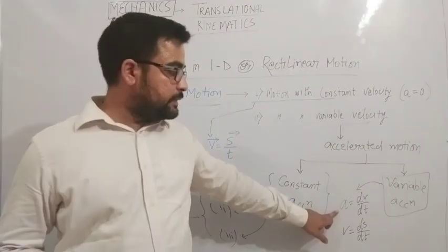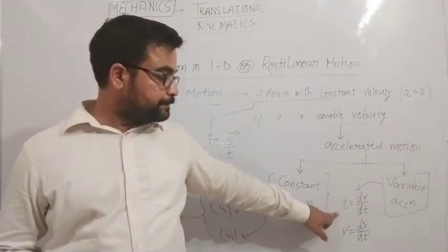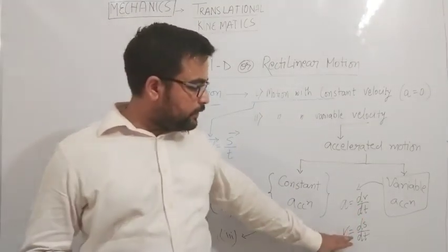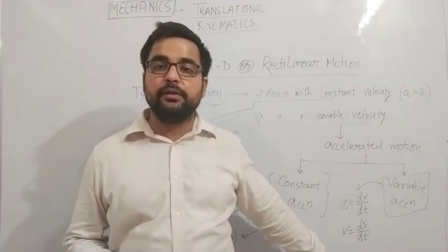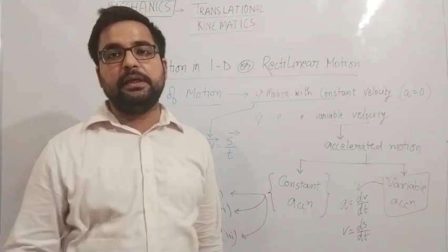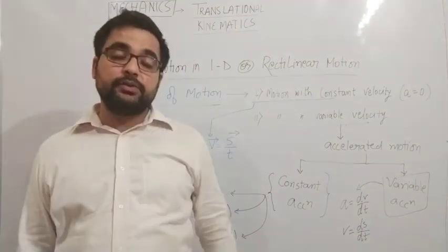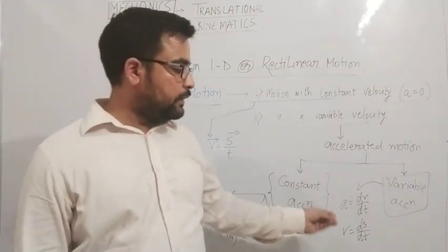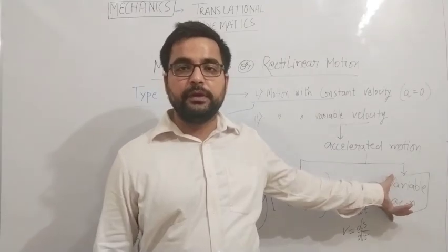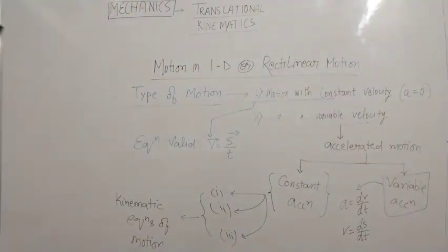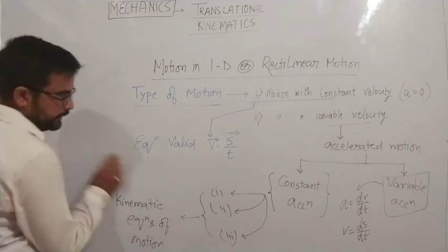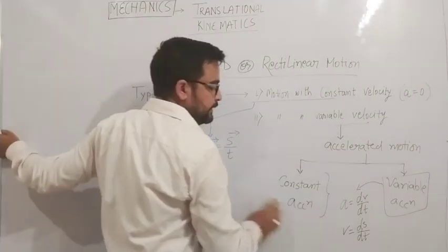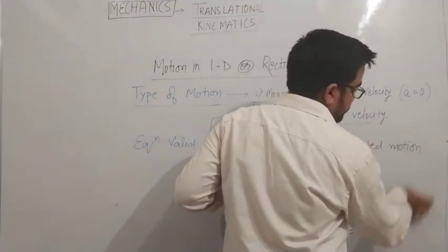Then they will give you acceleration as a function of time, and then they will ask you anything. Any one of the three parameters will be given to you, like we have just seen, x was given as a function of time. Then only you can solve the questions based upon variable acceleration. So now let's get into the proof of kinematic equations of motion, and there we will see why they are used for only constant acceleration type of motion.